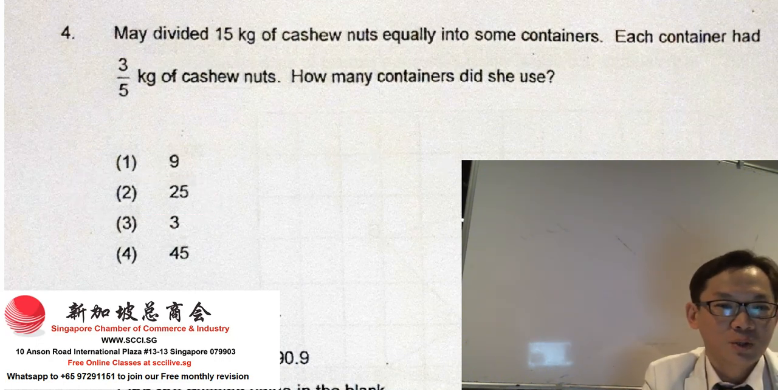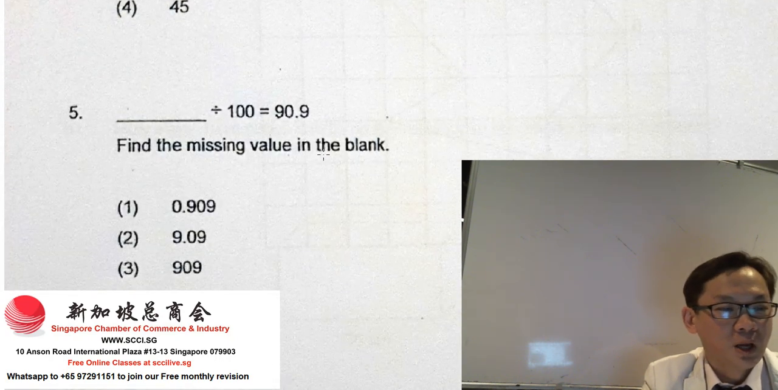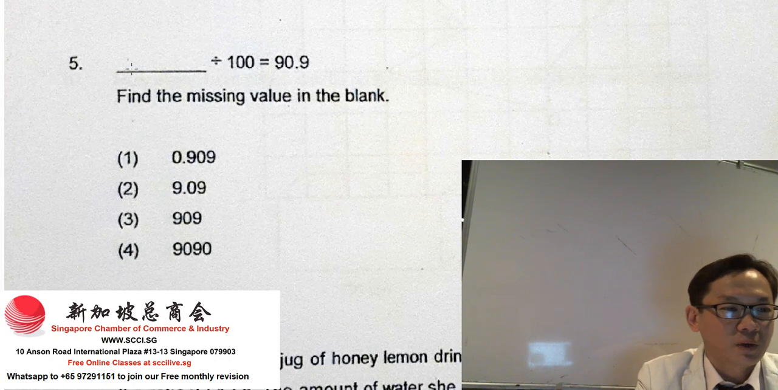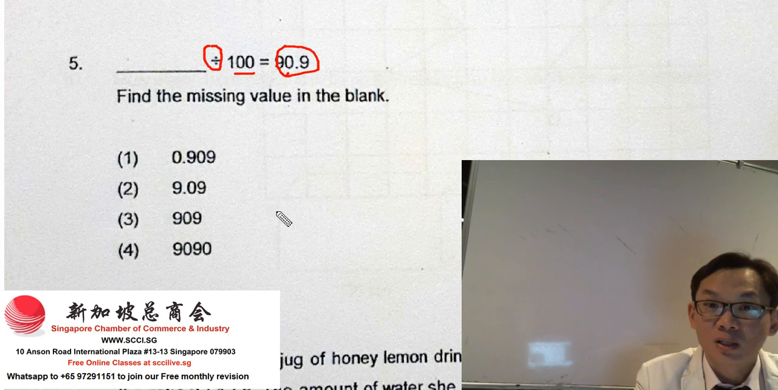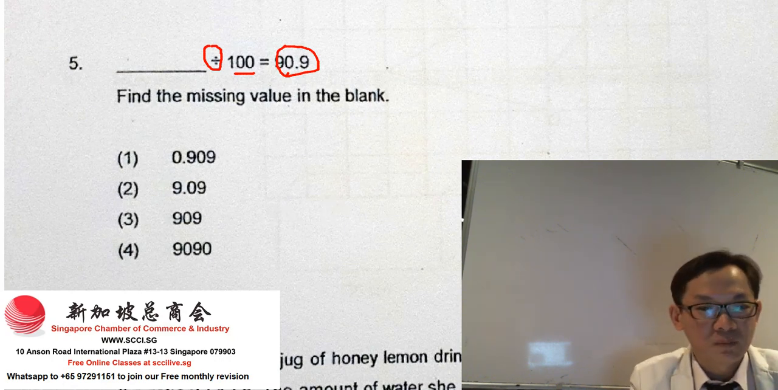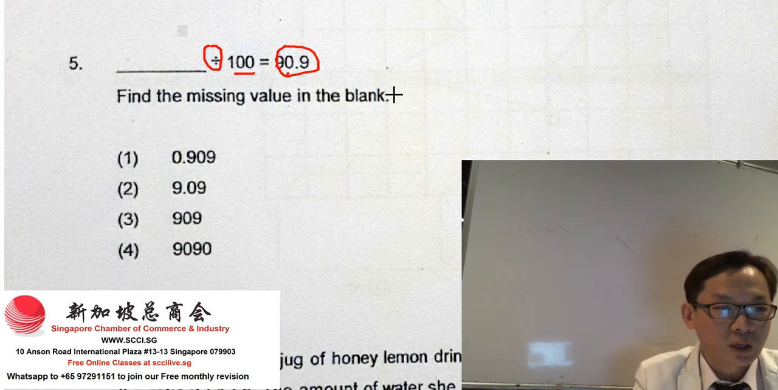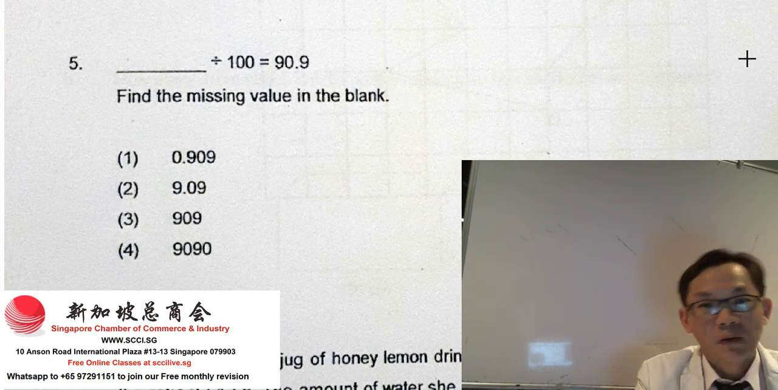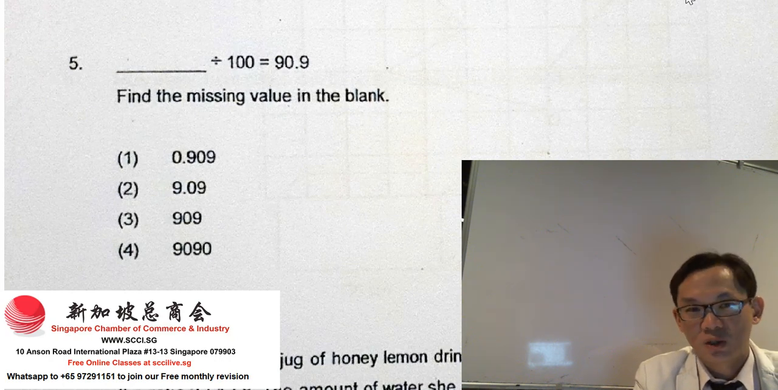Let me scroll up to question 5 right now. Looking at question 5, it states very clearly: what divided by 100 equals 90.9, and there are a few answers. Are you able to come up with the right answer? Take a look now. Pause and work out your answer right now. I will be giving you the answer shortly.